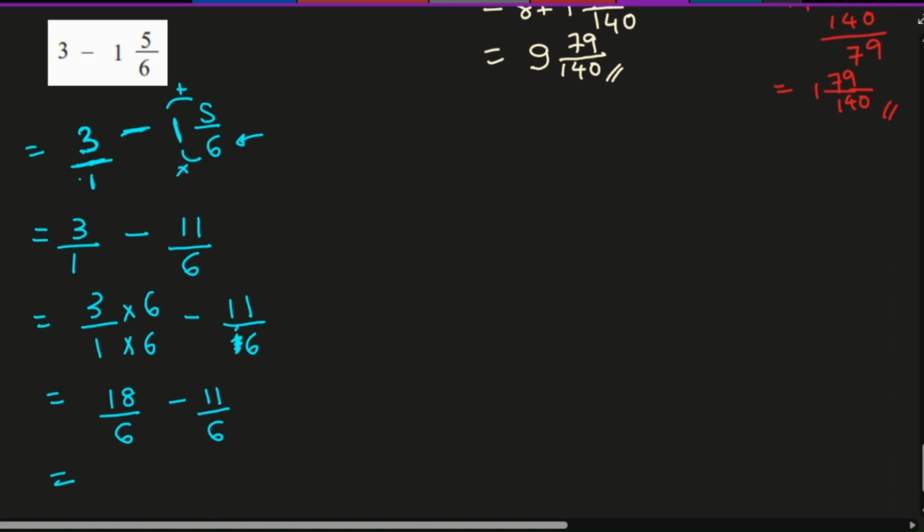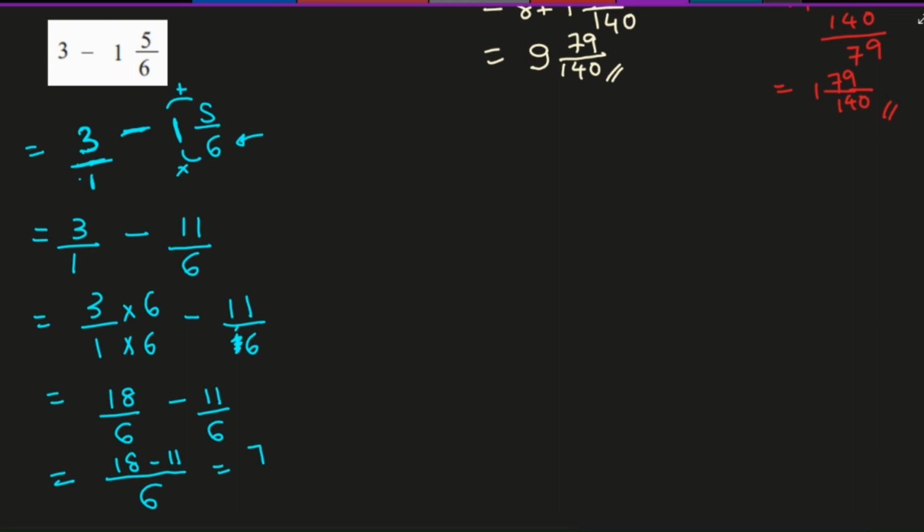So the answer will be common denominator 6, 18 minus 11. The answer will be what? 7 divided by 6. So it's 1 and 1 upon 6. Great.